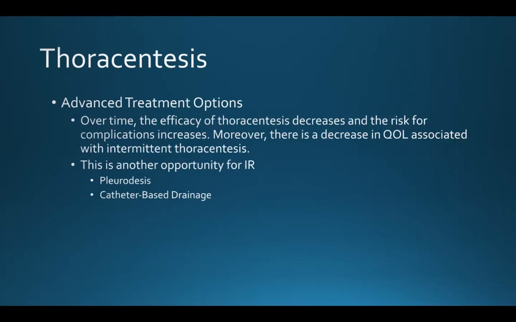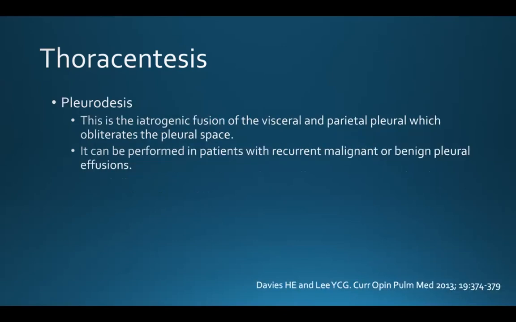Sometimes advanced treatment options are needed, especially in patients who have a recurrent need for thoracentesis. Over time, the efficacy of this procedure decreases and the risk for complications increases. In addition, there's a decrease in quality of life associated with intermittent thoracentesis, and this is another opportunity for interventional radiology in terms of performing pleurodesis and catheter-based drainage procedures.